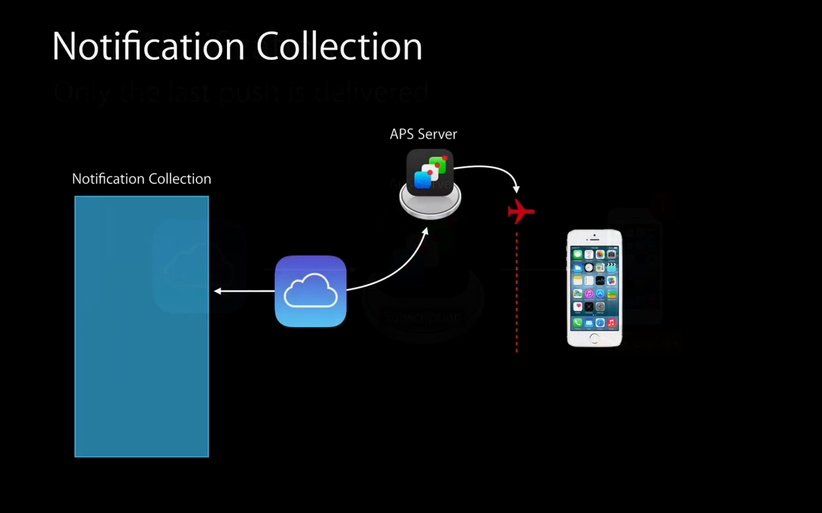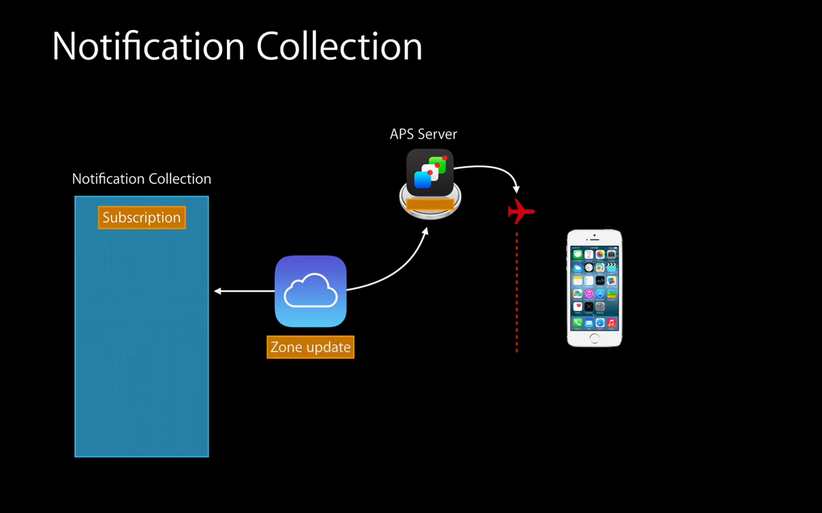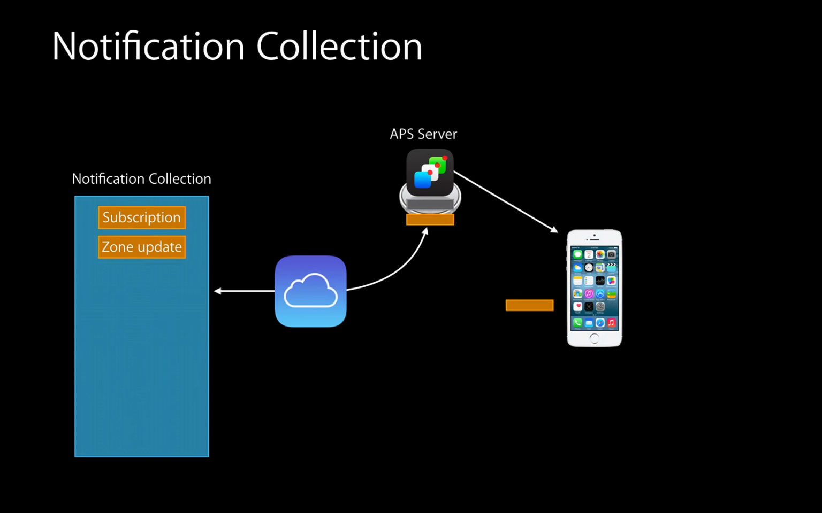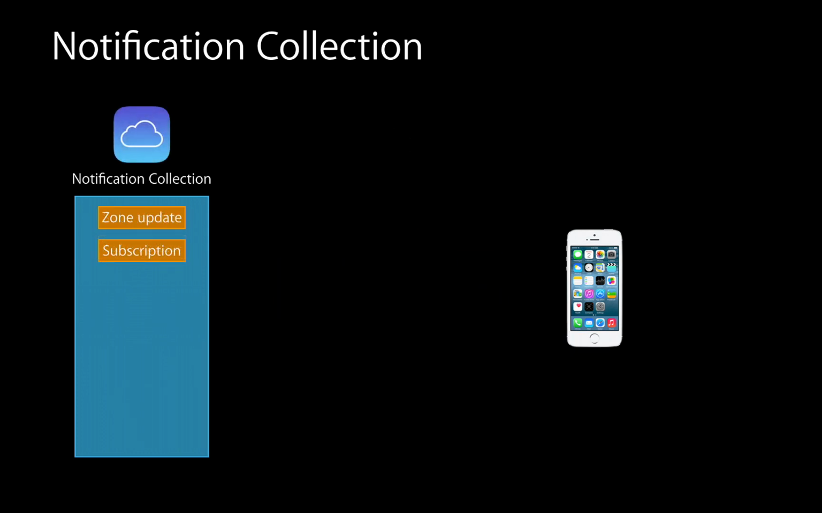So how do we solve this? Well, we've created a notification collection in CloudKit. Every time the server sends a push to the APS server, it also makes a copy of that push in the notification collection. So you can see we have that same problem where we're in airplane mode, we dropped our subscription push, our phone comes online and it gets the push, and because this is a well-behaved client, it knows every time it receives a push, it should go check the notification collection to find out about anything it might have missed.